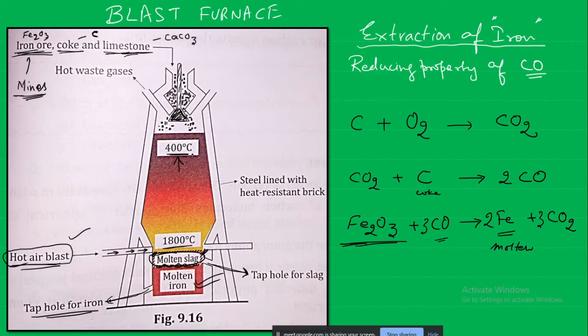In this process, as you said, it takes a lot of energy. You have to provide the heat, right? Yes, sir, that is the heat energy we are giving. So it means through hot air blast they are supplying energy. Yes, you can provide hot air.